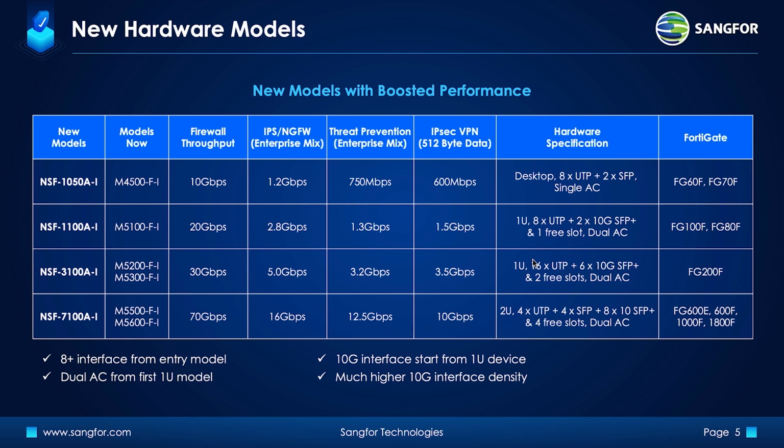And for the hardware specification, as you can see, the first model has 10 interfaces, and the first 1U model has 10 interfaces: 8 1G interfaces and 2 10G SFP+ interfaces, and we also have 1 free slot. We provide dual power supplies from the first 1U model, and the 10G interfaces start from the 1U device, and we also provide much higher 10G interface density. On this page, we also list the FortiGate models, and you can easily compare FortiGate and Sangfor, to help you choose the suitable model for the customer's environment.